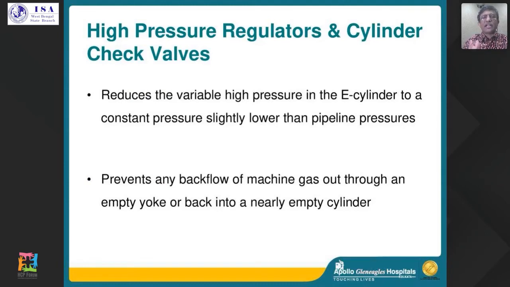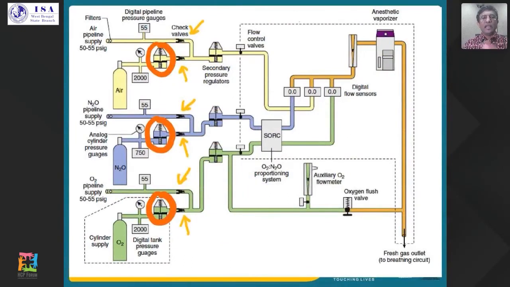Just a few words about the high pressure regulators and the cylinder check valves. This is a part of the high pressure system. The high pressure regulator reduces the high variable pressure in the cylinder to a constant pressure, which is akin to the intermediate pressures, and the check valves will prevent backflow of the machine gas out through an empty yoke or back into an empty cylinder. So you don't want a backward flow of gases into it, and this is where they are located. The ones marked in orange are the high pressure regulators. Can you see by the numerics, this is how this 2000 will be brought down to around 45. Same thing with nitrous, 750 will be brought down to around the same 45.